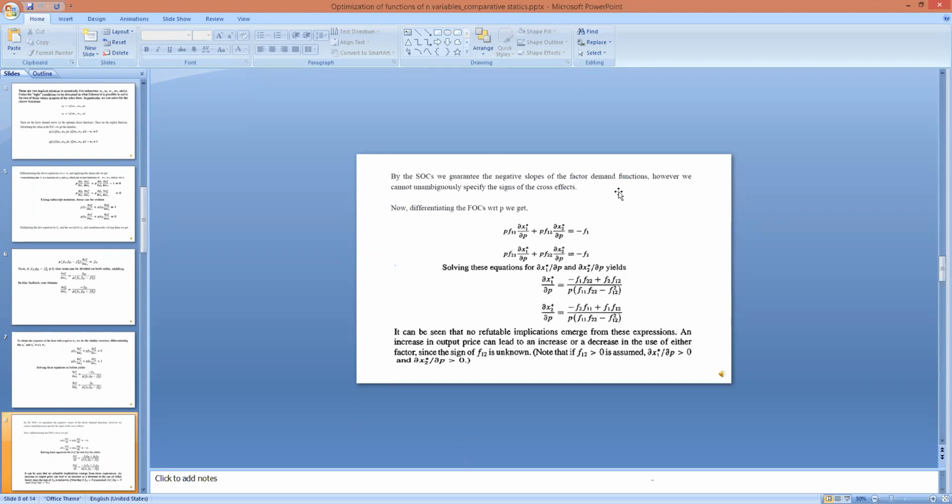Okay, so simply I'm taking the derivative: del F1 by del X1, which is F11, into del X1 star by del P. The same chain rule I'm using, plus P del F1 by del X2, then del X2 star by del P, and there is one F1. So let me go back and check why we are getting this F1.